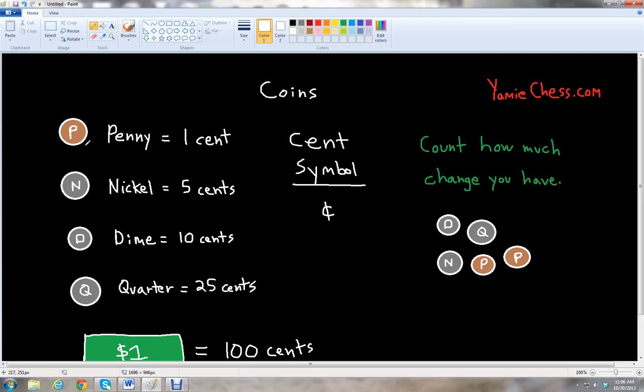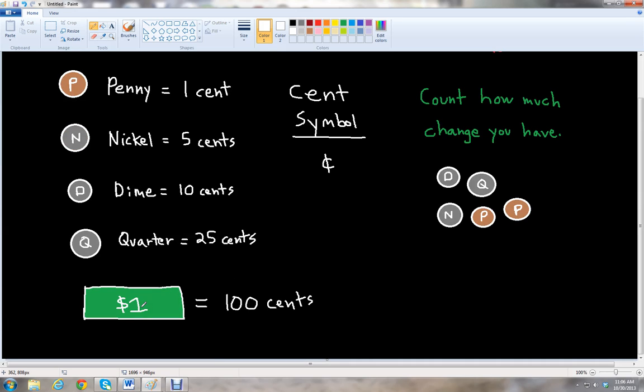For example, we have the penny, which is P, which equals 1 cent. The nickel, N, represents 5 cents. A dime is D, 10 cents. And the quarter is Q, which equals 25 cents. So that's the most valuable coin that we use, the quarter. And then we also have the dollar, which is the most valuable, which is 100 cents.